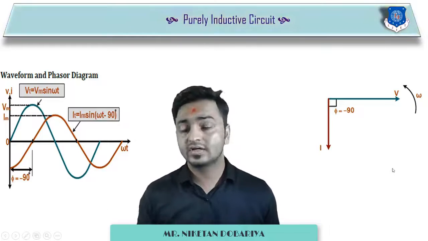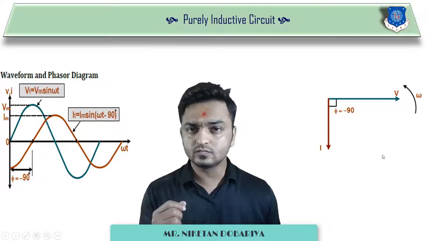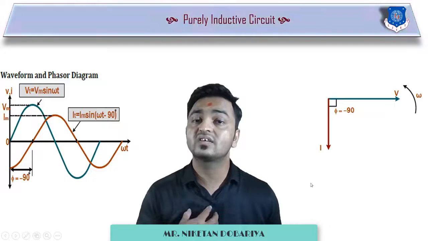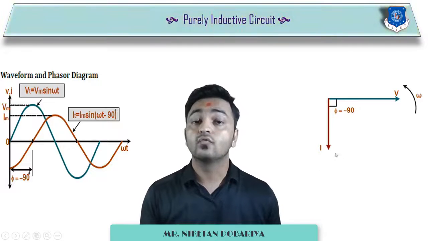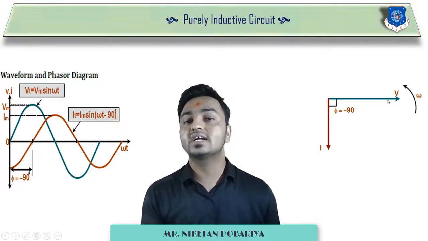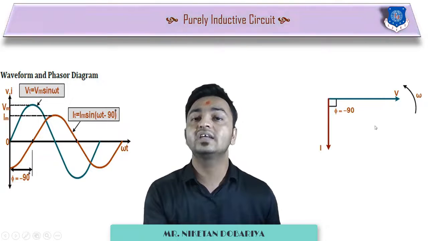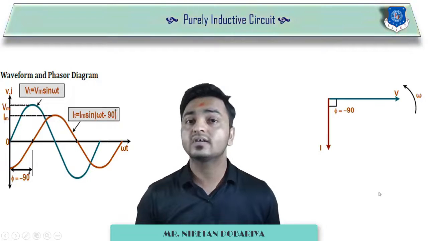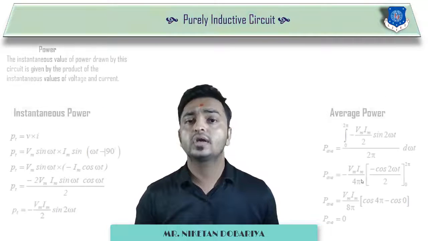In reverse, or in another way, you can say that if we consider current as a reference, voltage is in leading condition, at a plus 90 degree leading angle. So this was the phasor diagram and waveform for a purely inductive circuit.